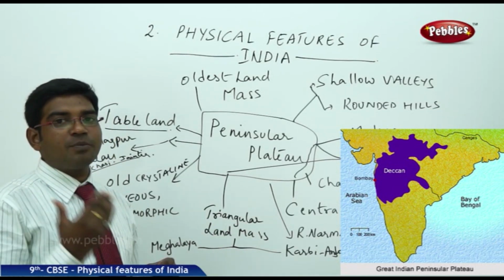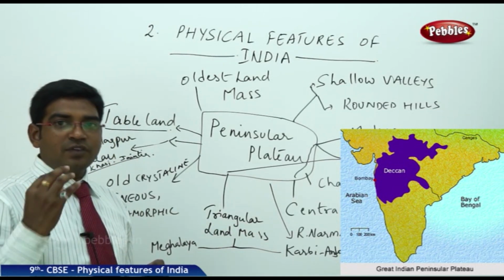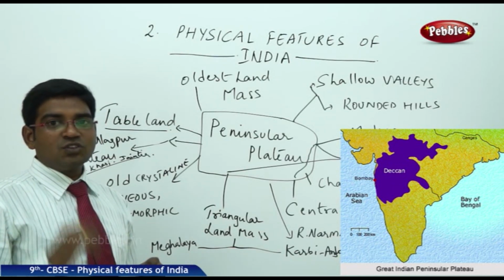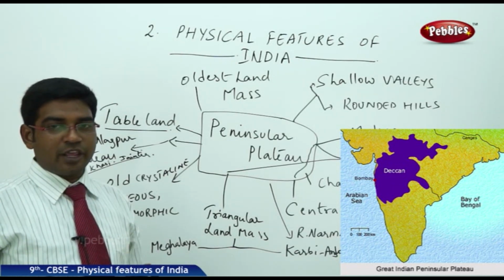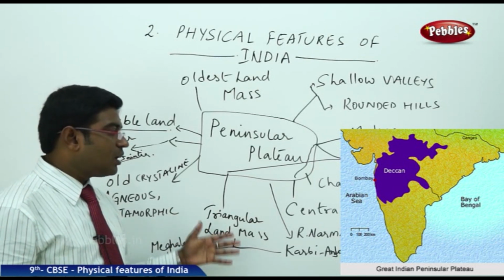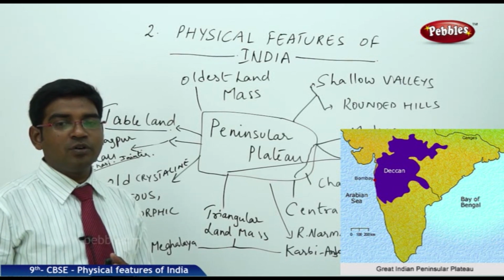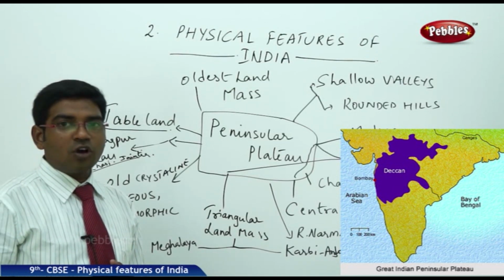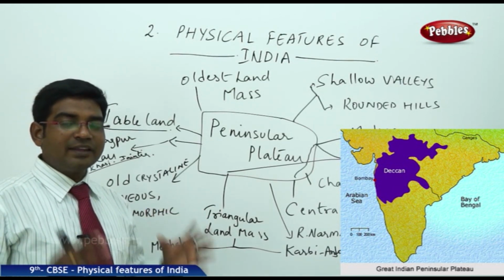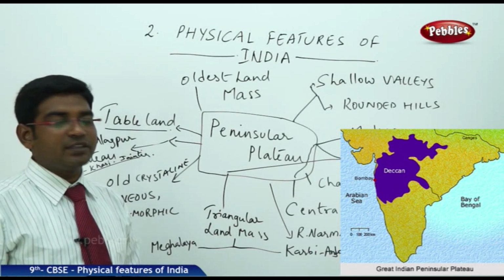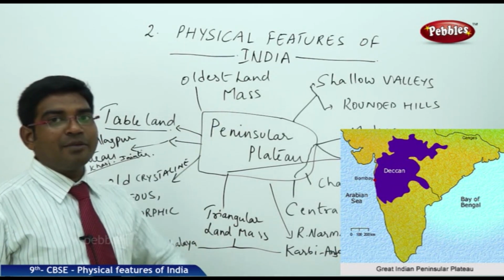When we look at the shape of India towards the southern side, we find a shape like an inverted triangle. That's what we call a triangular landmass region. In the Deccan Plateau also we find many old rocks. That is the reason why the entire Peninsular Plateau together is known as the oldest landmass.